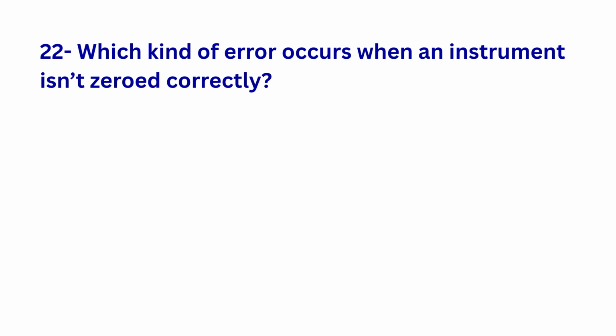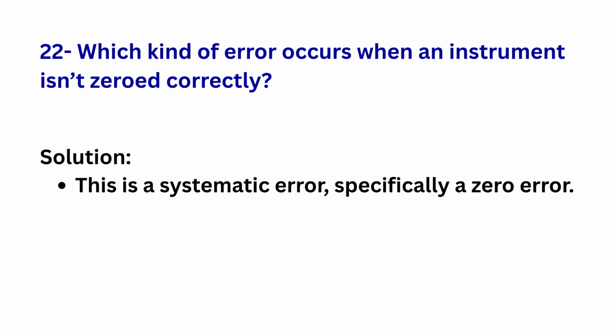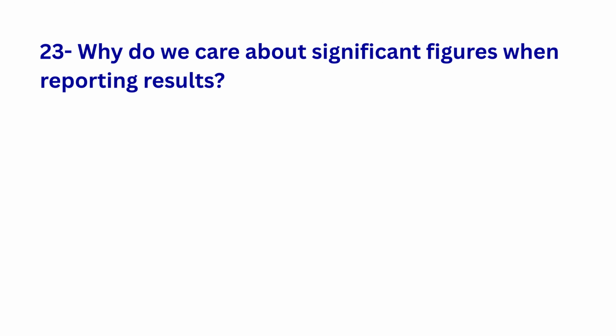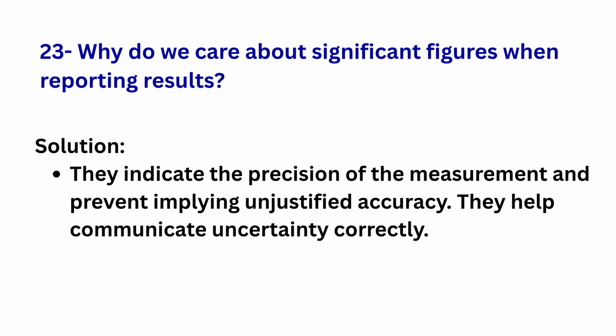Question 22. Which type of error occurs when an instrument isn't zeroed correctly? That's a systematic error, specifically called a zero error. Question 23. Why do we care about significant figures? Because they tell us how precise our measurements are, and they prevent us from pretending that our data is more accurate than it really is. Significant figures communicate the reliability of your results.